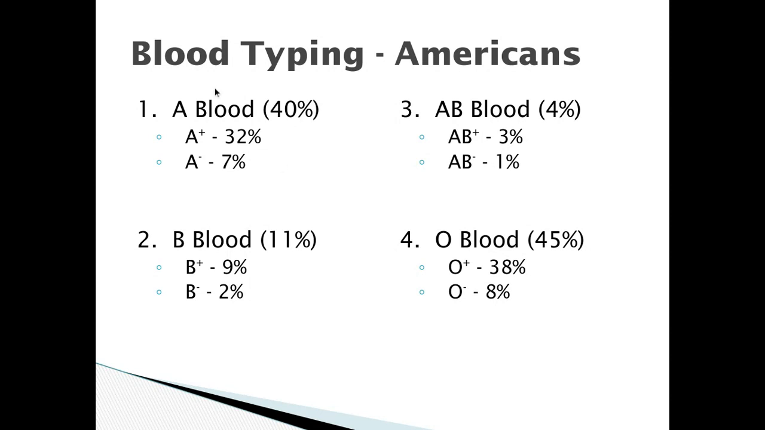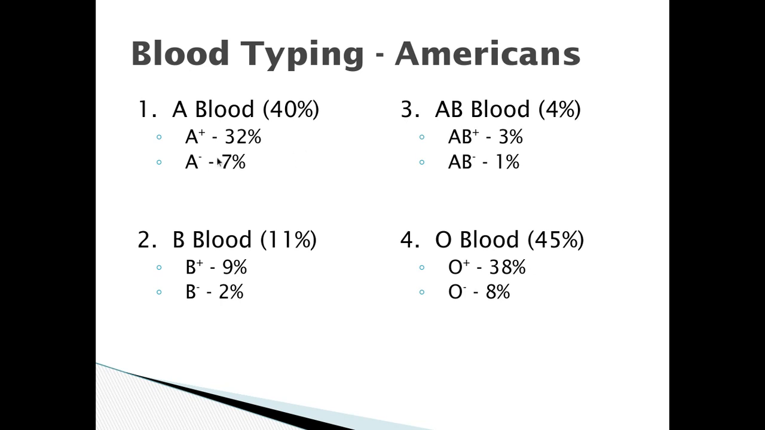So when we look at, for example, A blood, 32% of the people have A positive and 7% have A negative. And yes, I'm aware that these percentages don't necessarily add up, and that has to do with rounding. So don't worry about that. I'm not going to ask you what the percentages are.